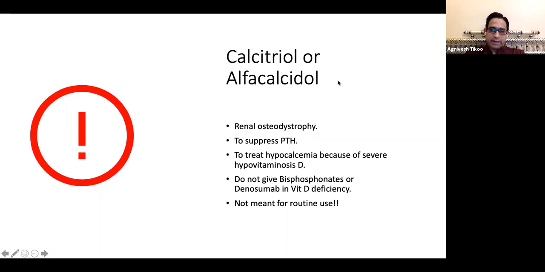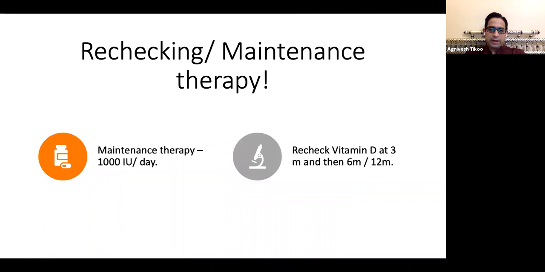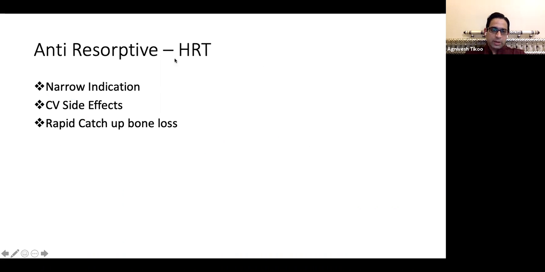This is activated vitamin D. It is meant to be given in renal osteodystrophy to suppress PTH and to treat hypocalcemia because of severe hypovitaminosis D. So in these conditions you give calcitriol. It's an activated vitamin D. It will just pull the calcium into the blood, cause hypercalcemia, and many of these patients later may have heart calcifications, vessel calcifications, or kidney stones. And recheck the vitamin D once you have corrected it.